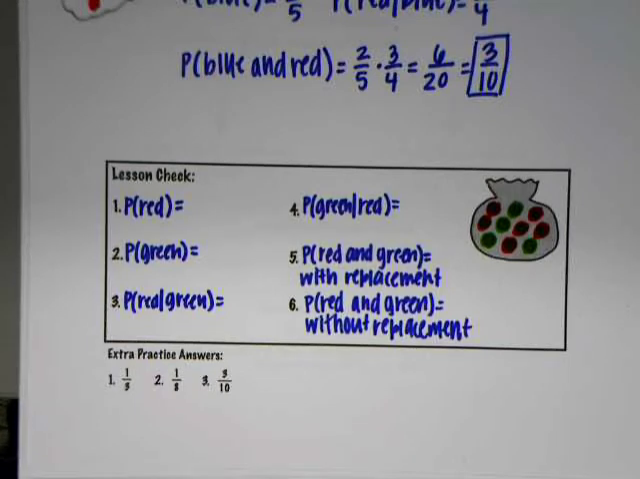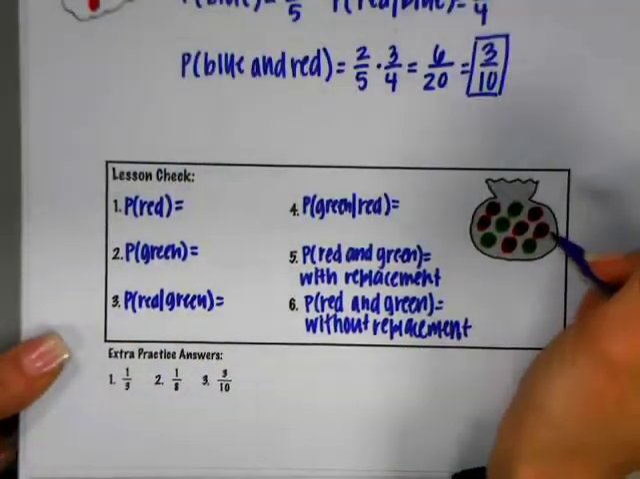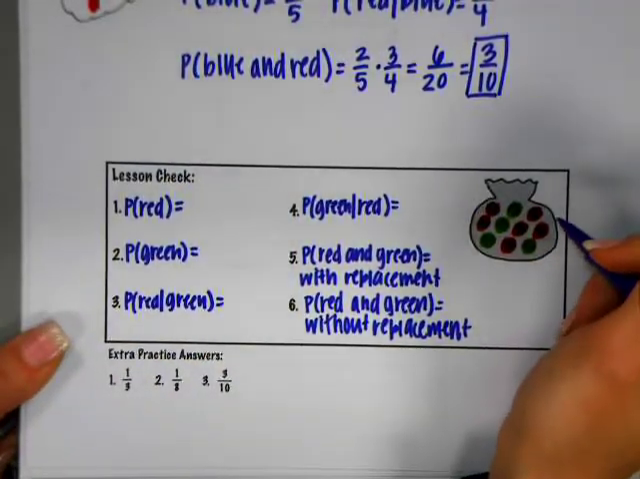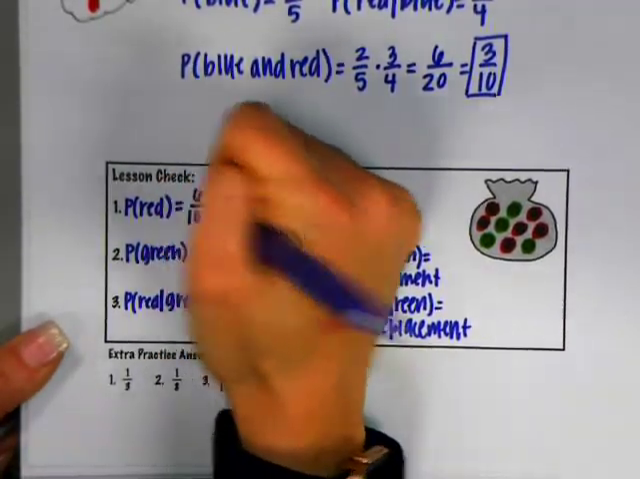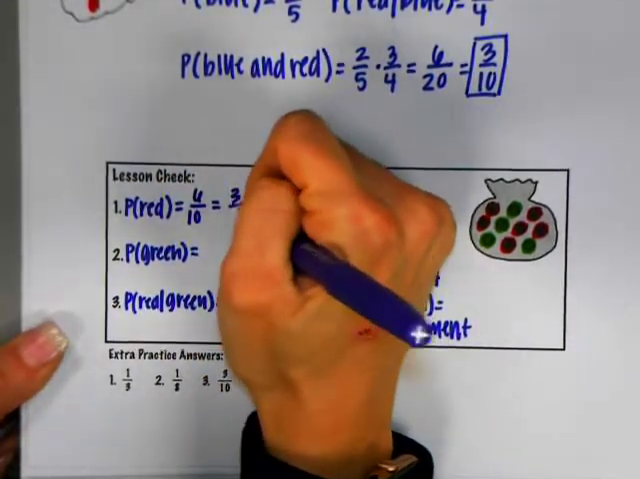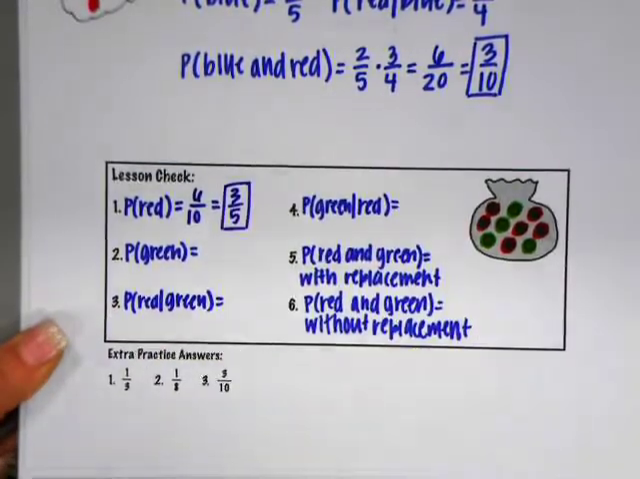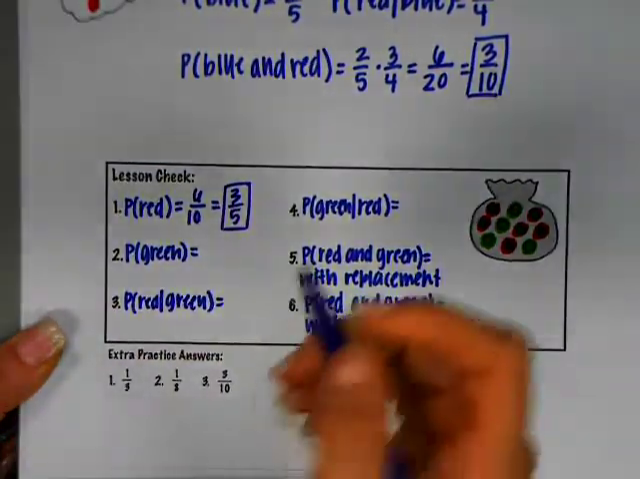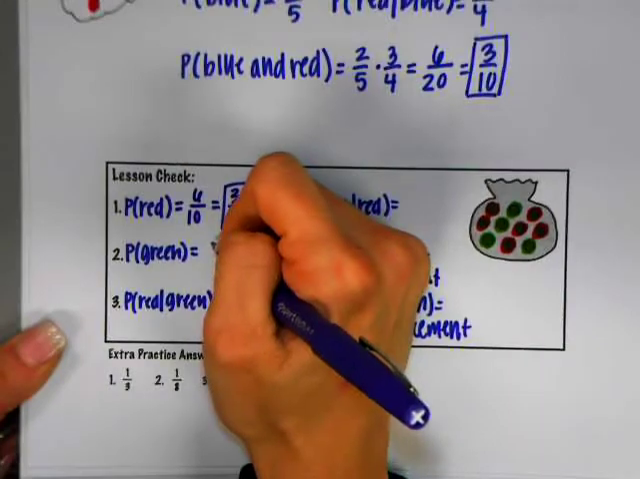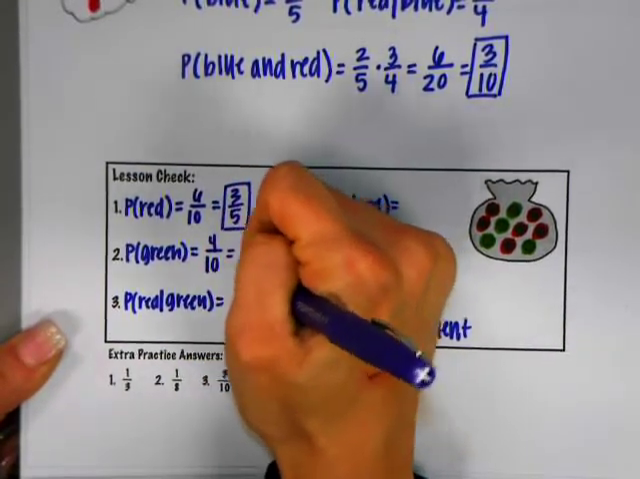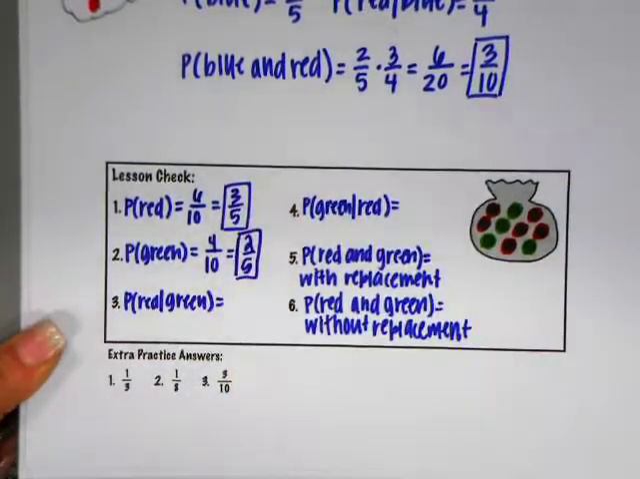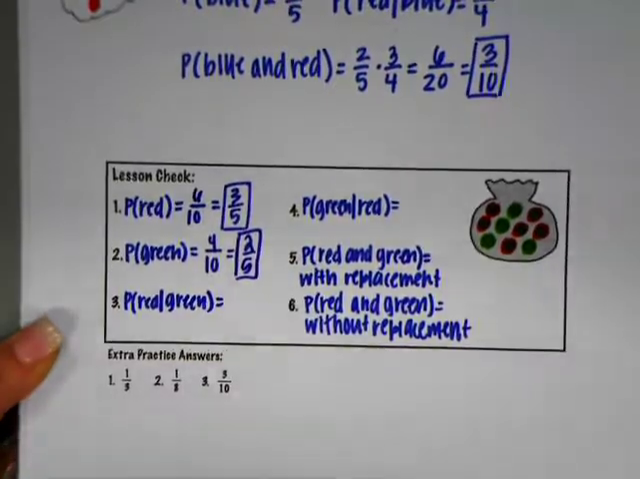Okay, are we ready? So what is the probability of just getting a red one out? How many red ones are there? 6 out of how many total? So that reduces to what? Yep, 3/5. Okay, and then green? 4 out of 10, so what? 2/5, yeah. Okay, so those are like your two independent ones.